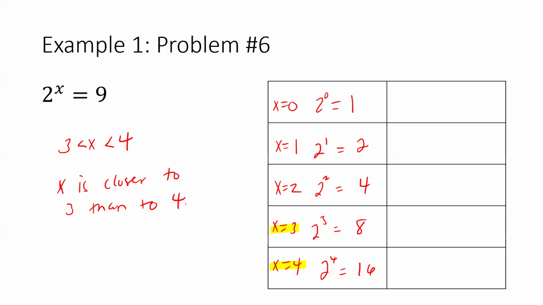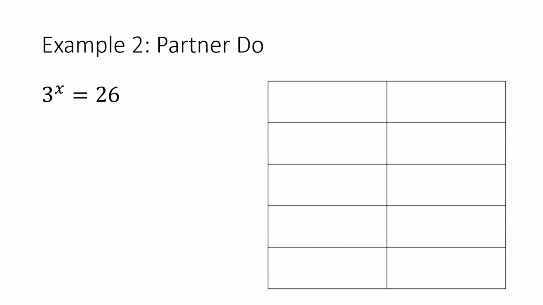Okay, so what I want you guys to do at your table is you're going to approximate this one, okay? So you have 3 to the x equals 27. What is the approximate value of my x? 26. I didn't say 27. You heard wrong.